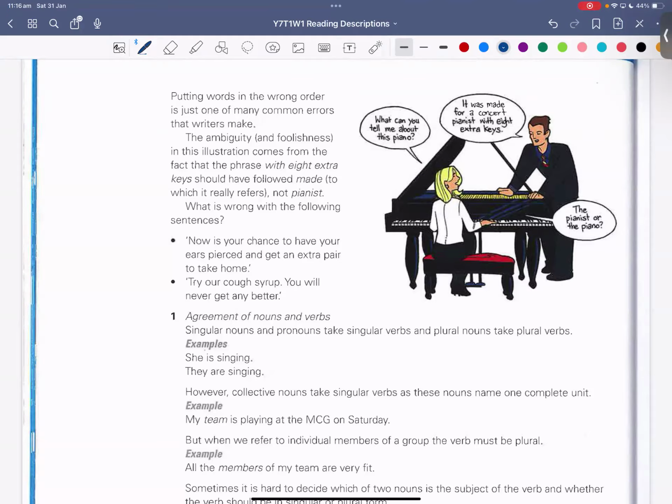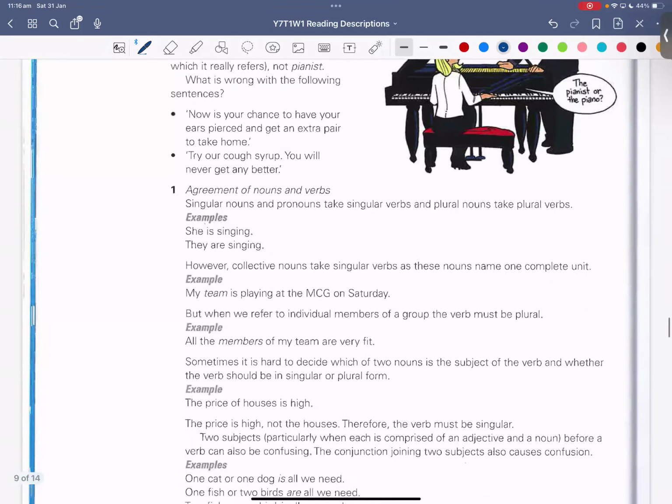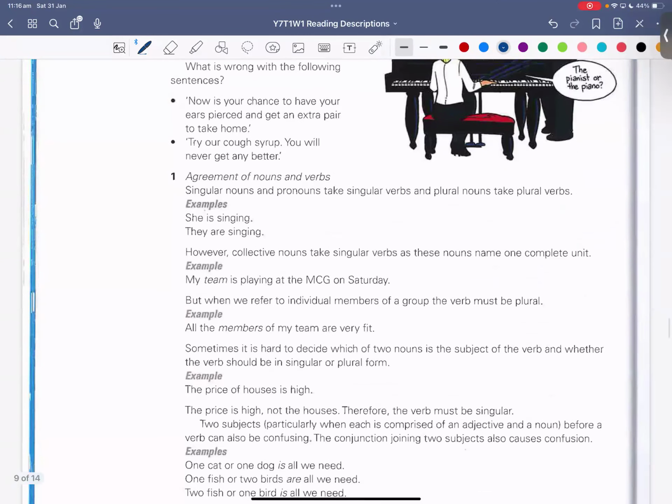Example: all the members on my team are very good. Sometimes it's hard to decide which of two nouns is the subject of the verb and whether the verb should be in singular or plural. Example: the price of houses is high. The price is high, not the houses. Therefore, the verb must be singular.